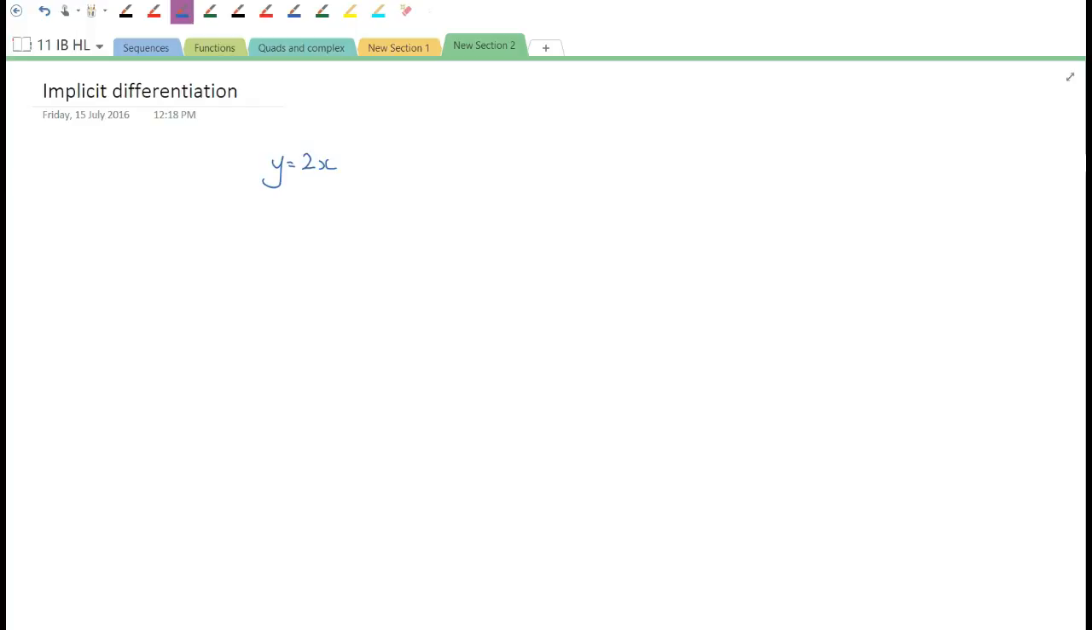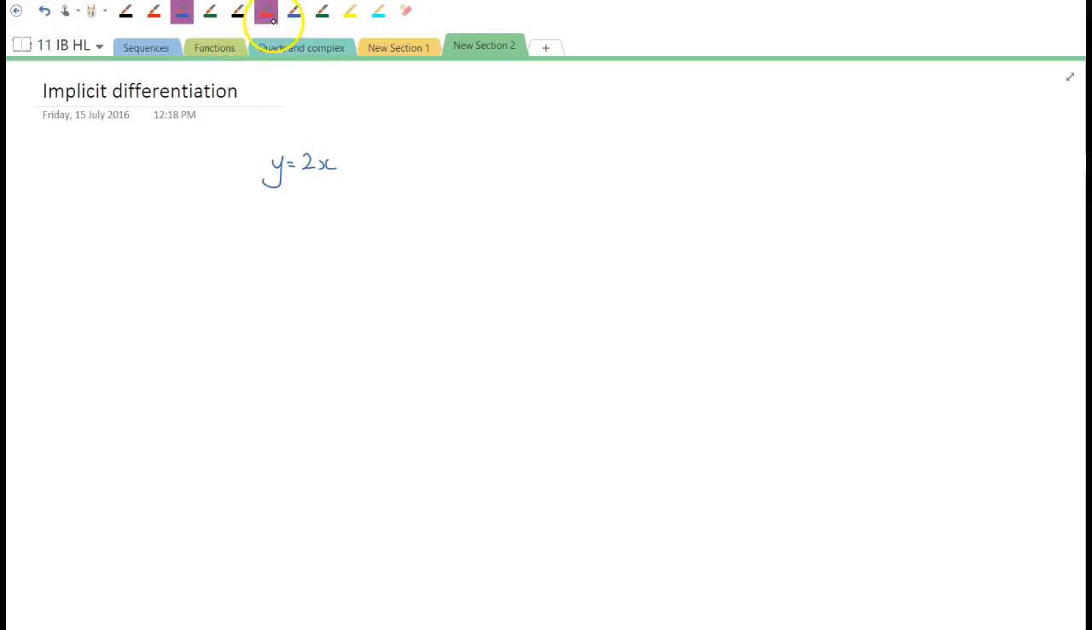Okay, we're going to look in this screencast at implicit differentiation. So we're continuing this epic section on differentiation, and we've done a lot of stuff, haven't we? We've been differentiating different types of functions, product and quotient rule, looking at optimization, turning points, all that sort of stuff. Now we're going to have a look at something known as implicit differentiation. Let me explain what that means.